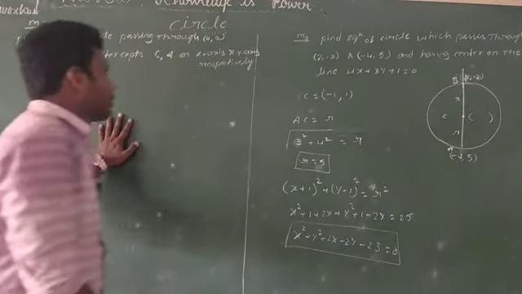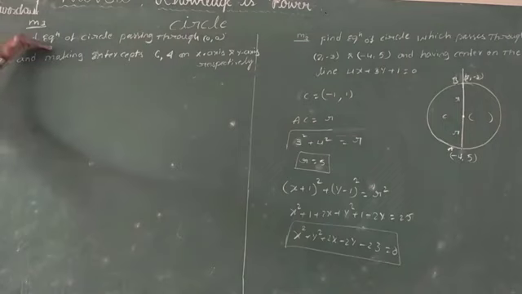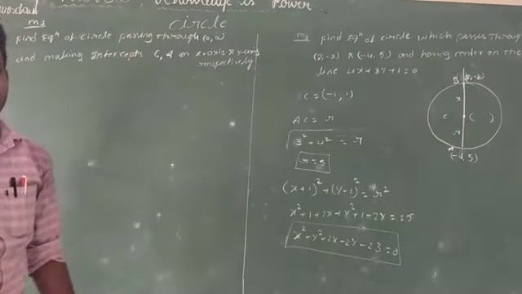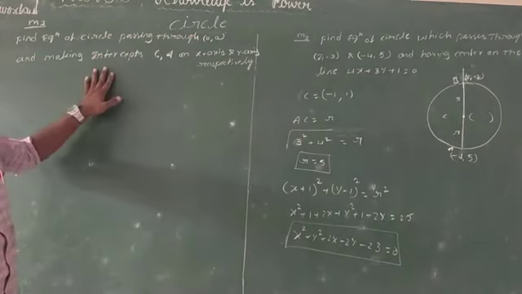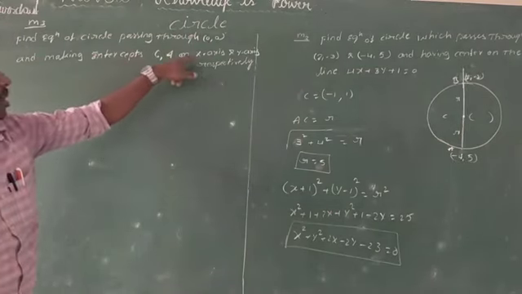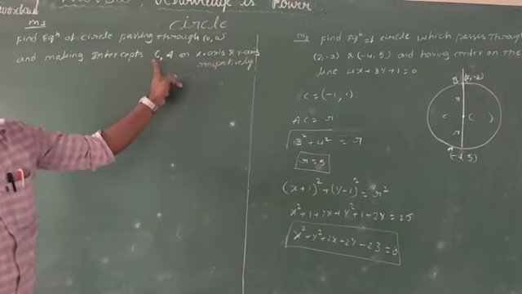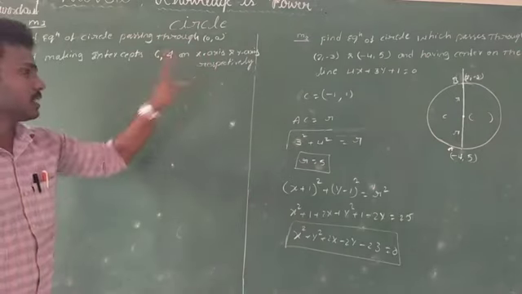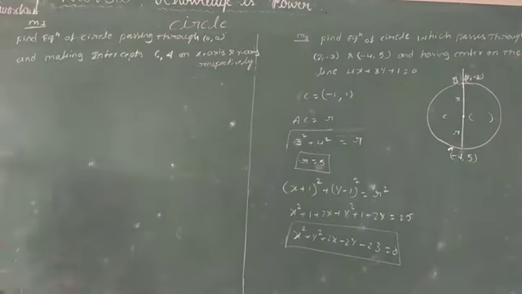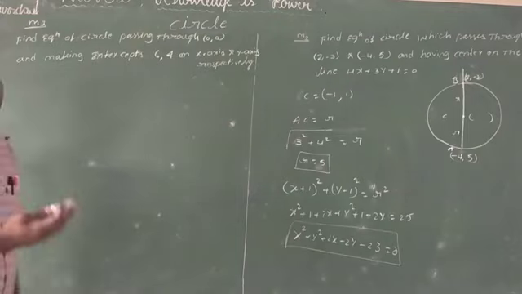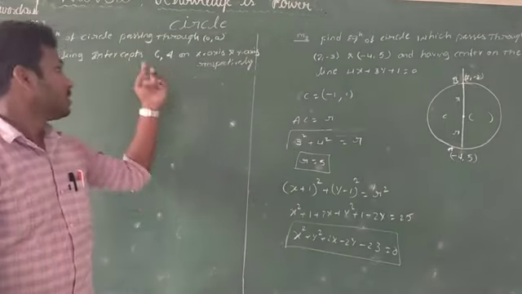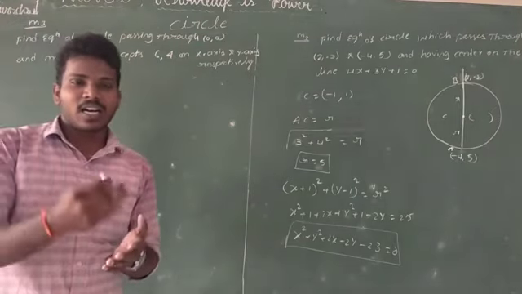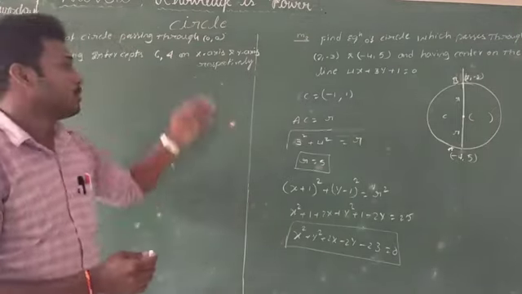The next question. Find the equation of the circle passing through the origin and making intercepts 6, 4 on the x-axis and y-axis. So the intercept of x is 6, the intercept of y is 4. What is the meaning here? X-intercept means the circle cuts the x-axis at the point 6, 0. Y-intercept means the circle cuts the y-axis at the point 0, 4.